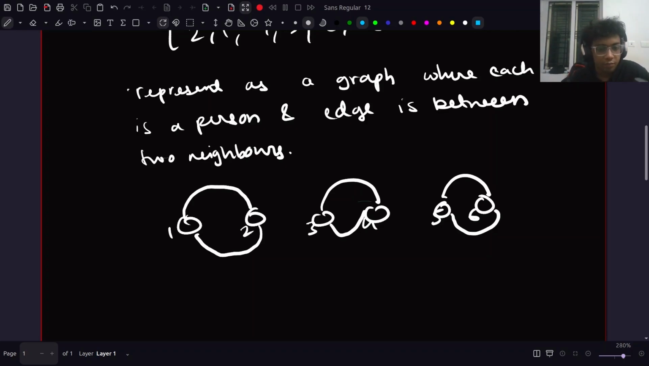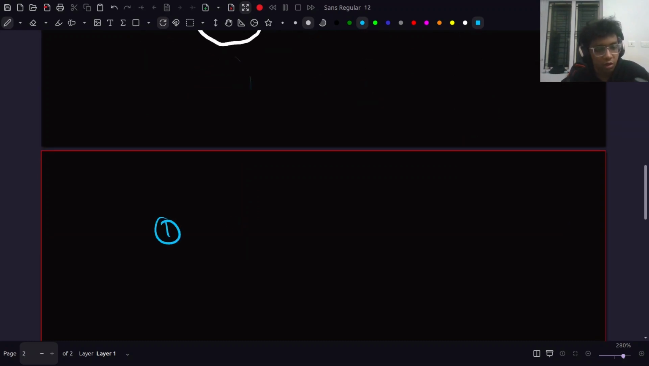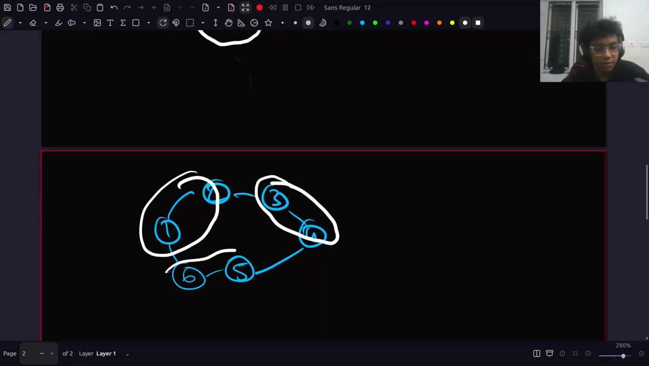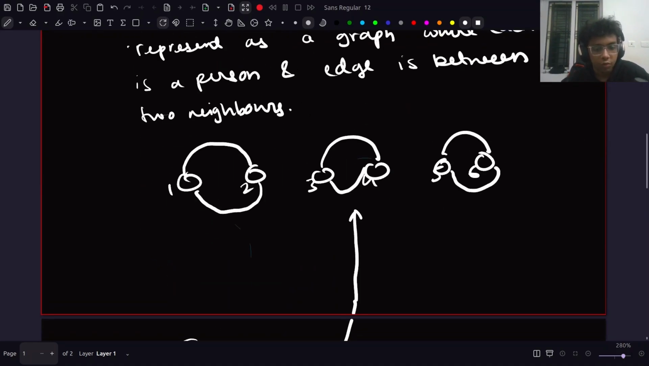Well, simply we can put all of them in one big round dance. We can say that the original round dance could have been something like this: 1 2 3 4 5 6. In this case, 1 remembers his neighbor 2, and 2 remembers his neighbor 1. Similarly, 3 remembers his neighbor 4, 4 remembers neighbor 3, 6 remembers 5, and 5 remembers 6. So this also is a case which satisfies what we're observing here.